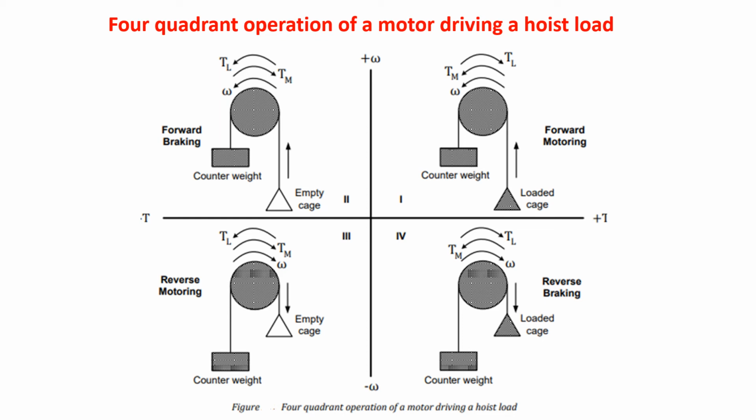In quadrant 1 and 4 you can take loaded gauges considered. The speed torque characteristics for the loaded hoist are shown in quadrant 1 and quadrant 4. The load torque is the difference in the torques due to the loaded hoist as well as the counterweight. In quadrant 2 and 3, the speed torque characteristics are of an empty gauge.